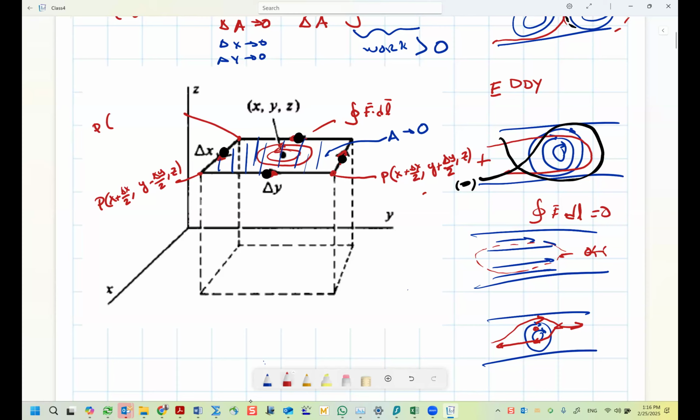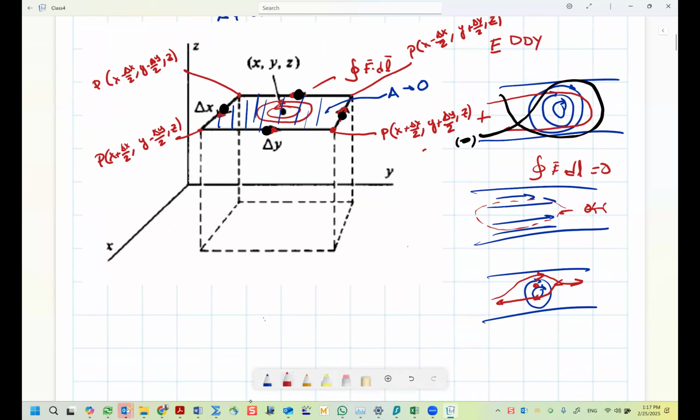This point is going to be x minus delta x by 2, and y minus delta y by 2, and still z. And this final point will be at x minus delta x by 2, comma, y plus delta y by 2, comma, z. Okay, and now I do the integrals.